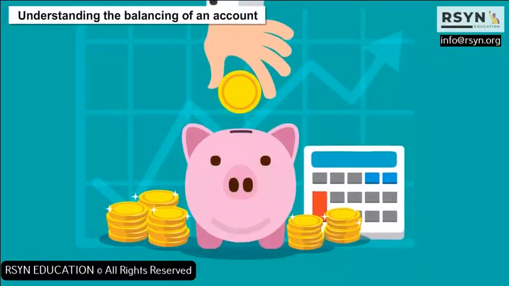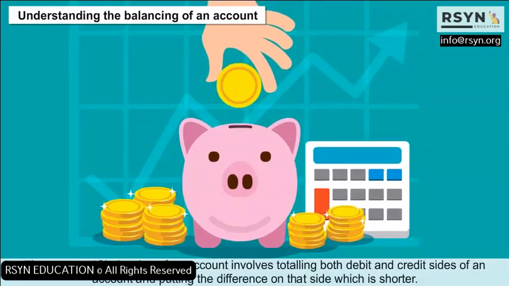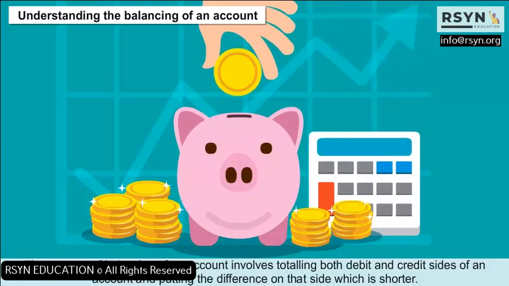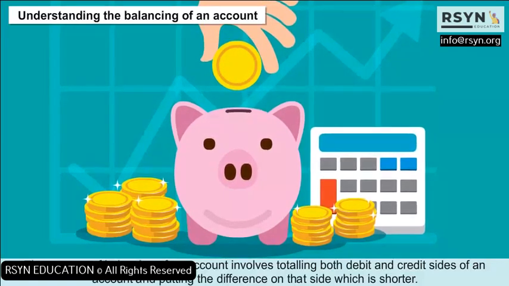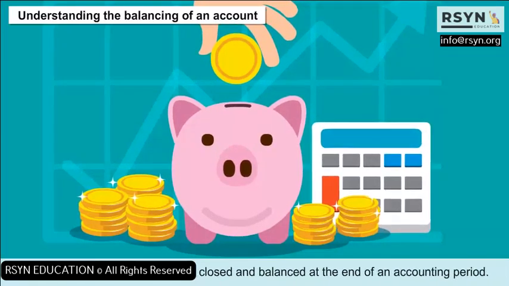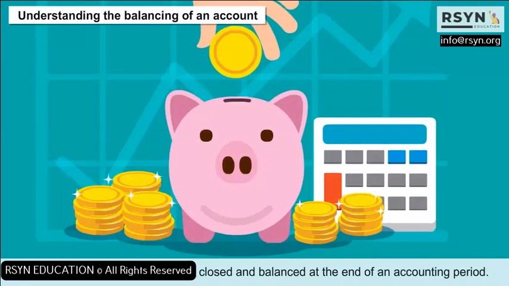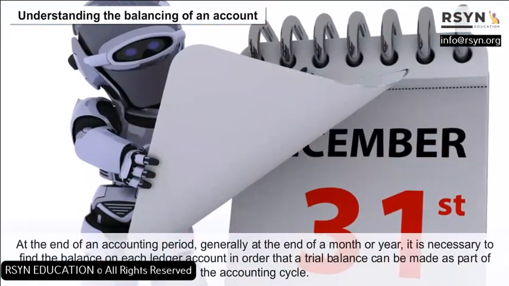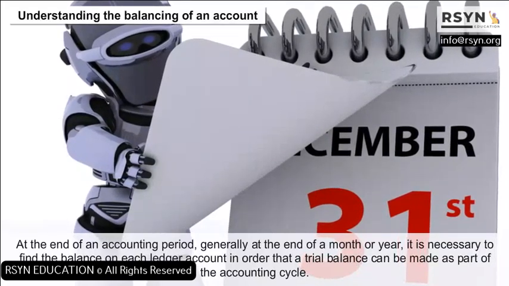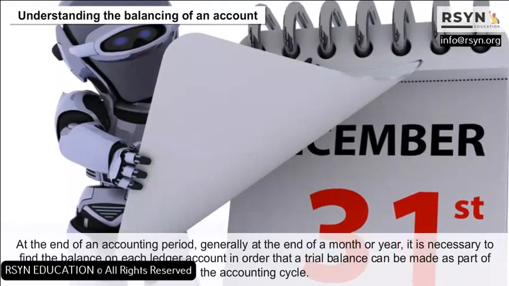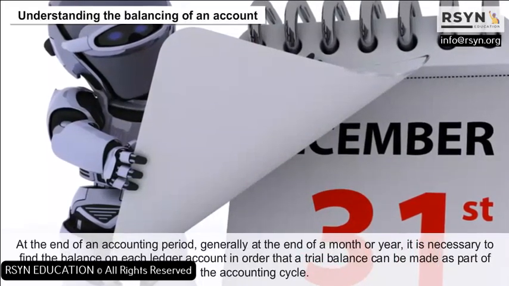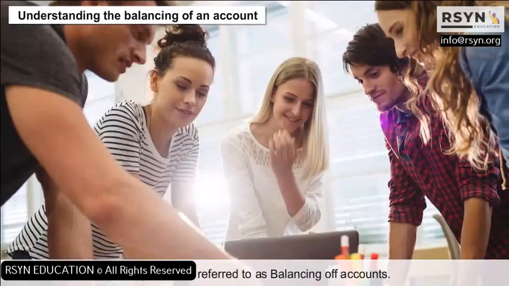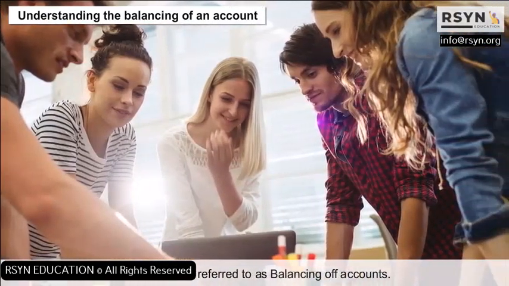Understanding the balancing of an account. Balancing of an account is to total both debit and credit sides of an account and put the difference on that side which is shorter. All ledger accounts are usually closed and balanced at the end of an accounting period. At the end of an accounting period, generally at the end of a month or year, it is necessary to find the balance on each ledger account so that a trial balance can be made as part of the accounting cycle. The process is referred to as balancing of accounts.